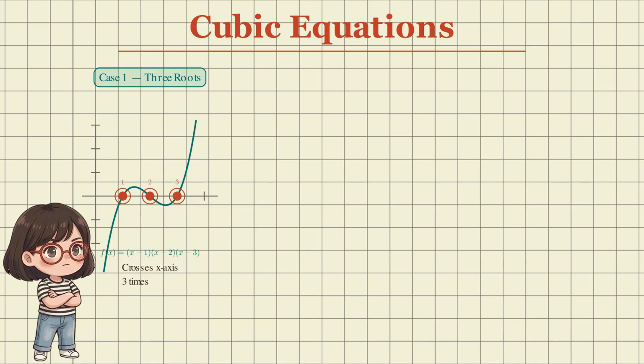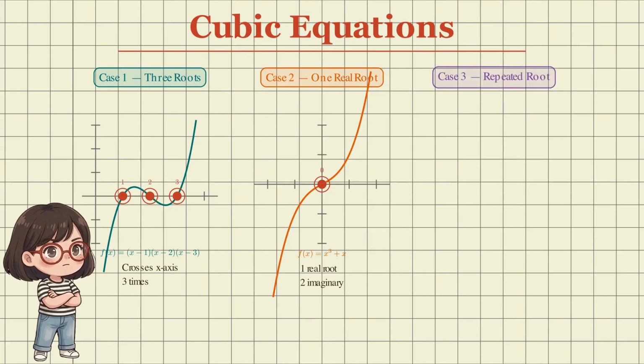In case 2, one real root. F of x equals x cubed plus x. This one factors as x times x squared plus 1. The x factor gives us a root at 0. That's the one real root. But x squared plus 1, that never equals 0 for any real number. So those two roots are imaginary. One real, two imaginary.